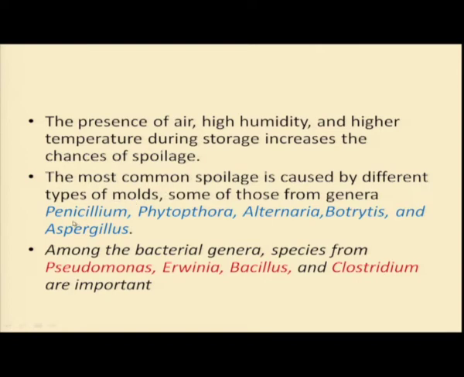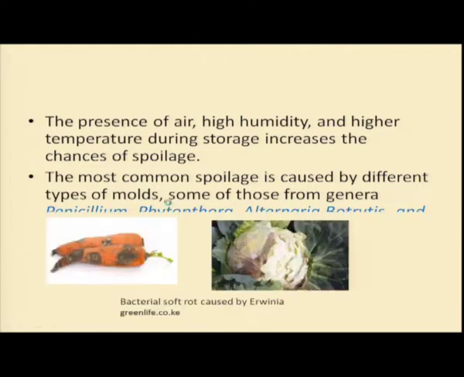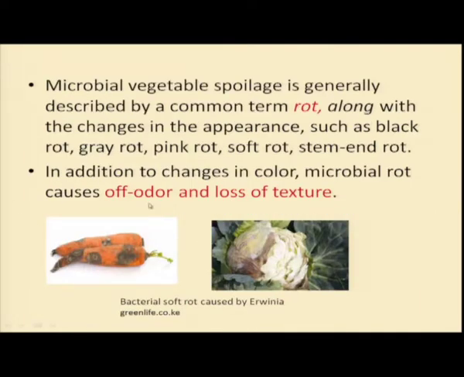They are especially Penicillium, Phytophthora, Alternaria, Botrytis and Aspergillus. And among the bacterial genera, species from Pseudomonas, Erwinia, Bacillus and Clostridium are important. So these fungal species and these bacterial genera are the ones which cause maximum damage to stored vegetables. And how do we judge? The common vegetable spoilage is generally called rot.